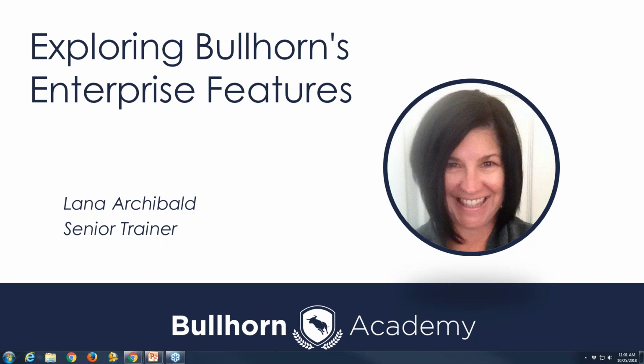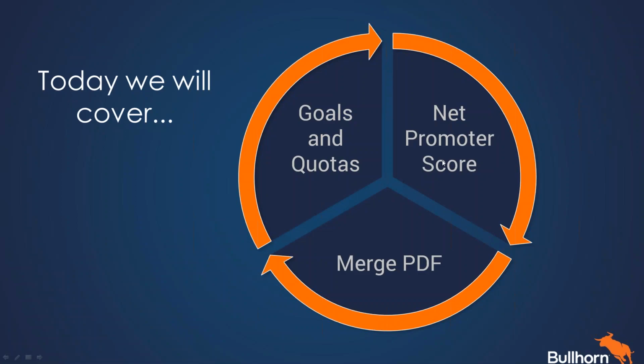We're going to talk about some of the many features that are included in the Enterprise Edition of Bullhorn. Let me just change my slide here for us. Here we go. I want to show you what we'll be covering. We're going to start by reviewing Net Promoter Score. That's our survey tool, or you'll hear me refer to it as NPS. From there, we'll also talk about merge PDF, and then lastly, we'll talk about how to use goals and quotas. I'm going to provide a demonstration for each of these features today. I'll cover the general use cases and best practices for each one.